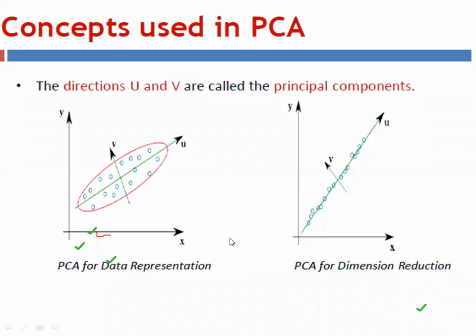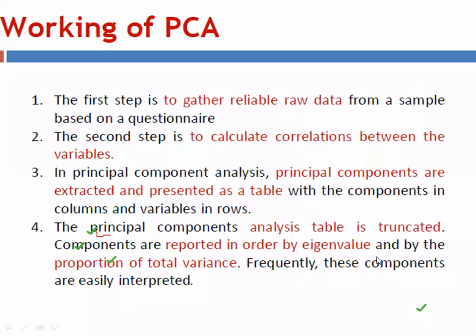Now the directions of vectors u and v are called principal components. So it is PCA for data representation, and it is for dimensionality reduction.